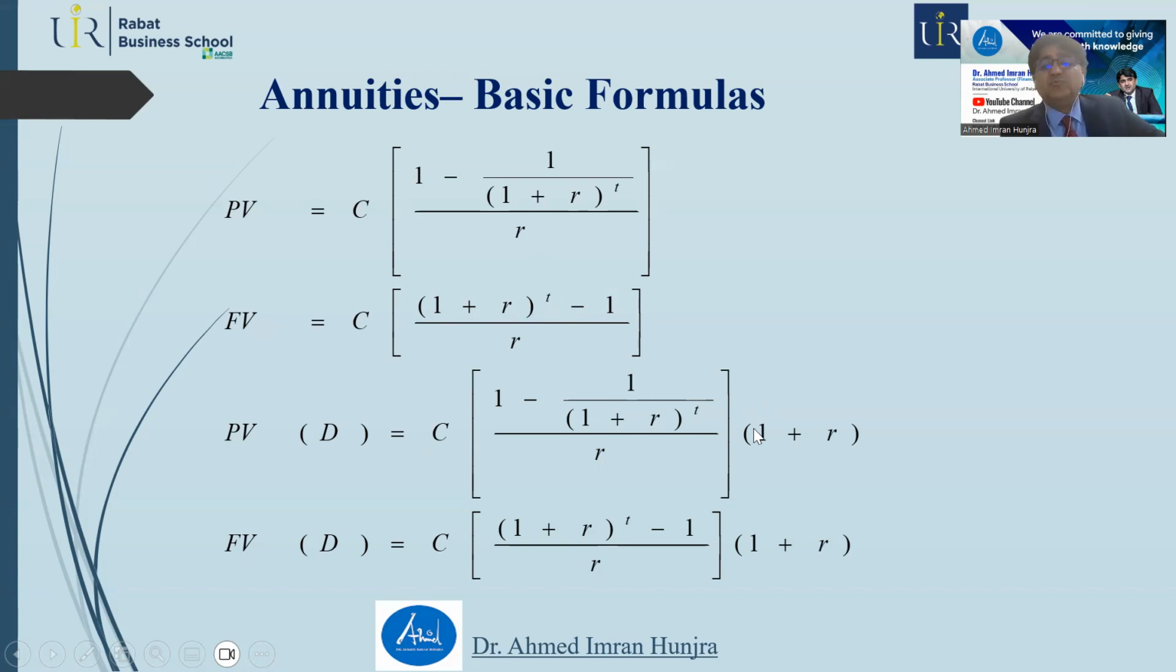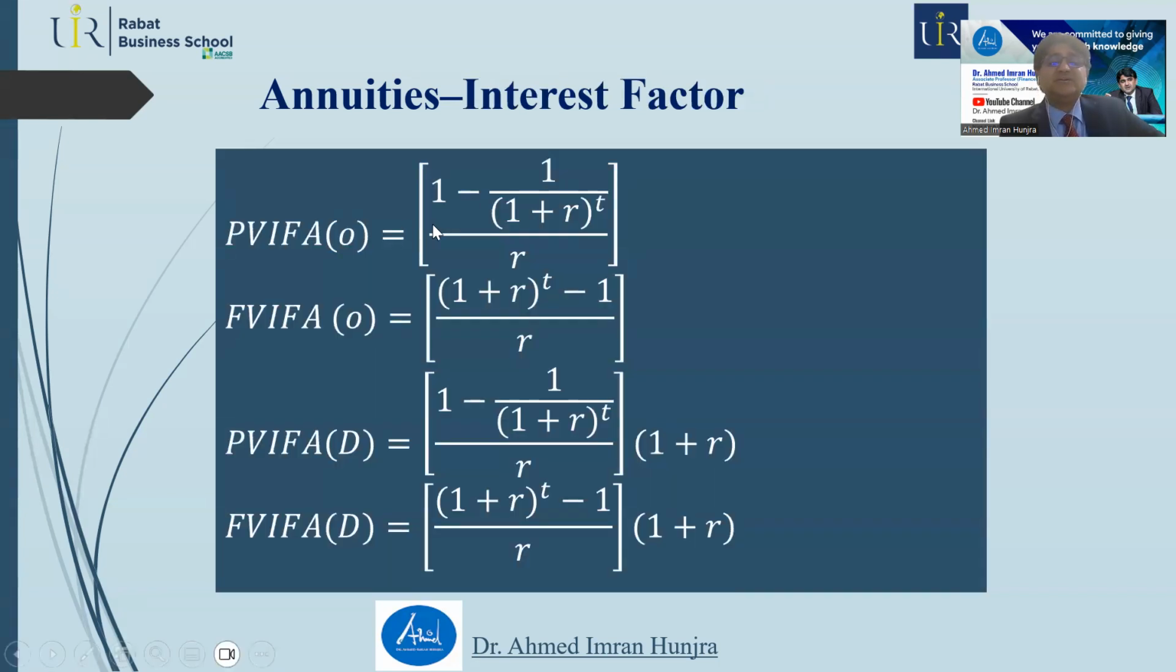For annuity due, we simply multiply by 1 plus I. So here we have the interest factors for ordinary annuity. The present value interest factor of annuity ordinary is 1 minus 1 divided by 1 plus I raised to power T, divided by I. The future value interest factor of annuity ordinary is 1 plus I raised to power T minus 1, divided by I, or R; I and R are the same thing. Then for the present value interest factor of annuity due, we simply multiply by 1 plus I. Similarly, for the future value interest factor of annuity due, we simply multiply by 1 plus I.